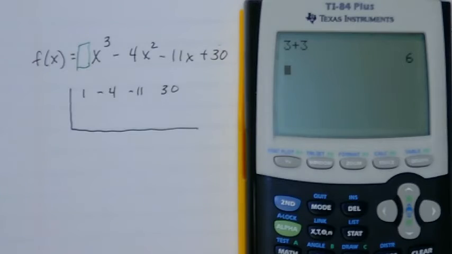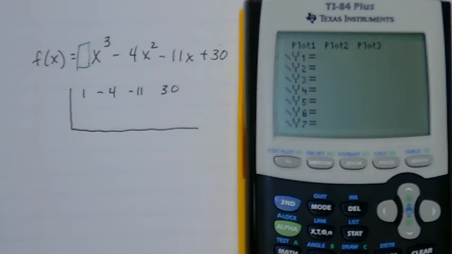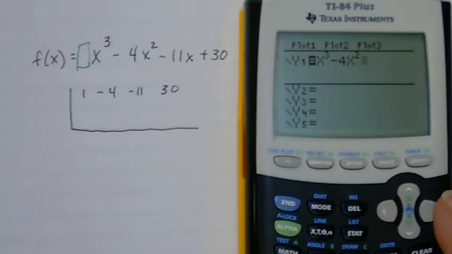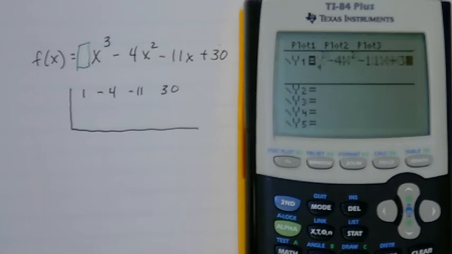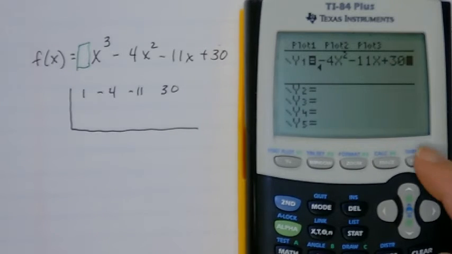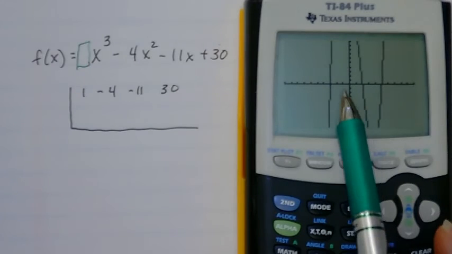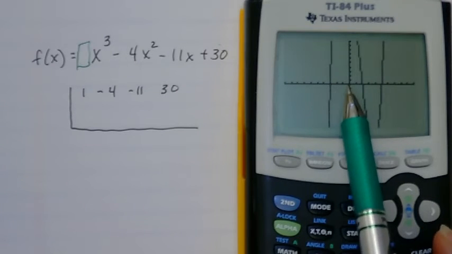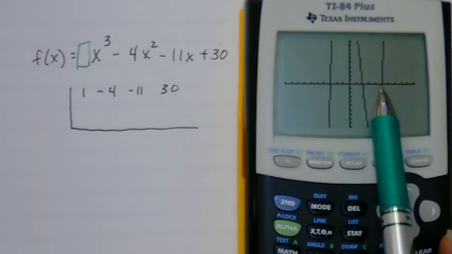We'll see here. Okay, so let's go to y equals, and let's type in our equation. x cubed minus 4x squared minus 11x plus 30. So I'm going to hit graph. What I'm looking for is the places where this crosses the x-axis. It sort of looks like it crosses over here at negative 3. It looks like it crosses at 2. And then it looks like it crosses again at maybe around 5.